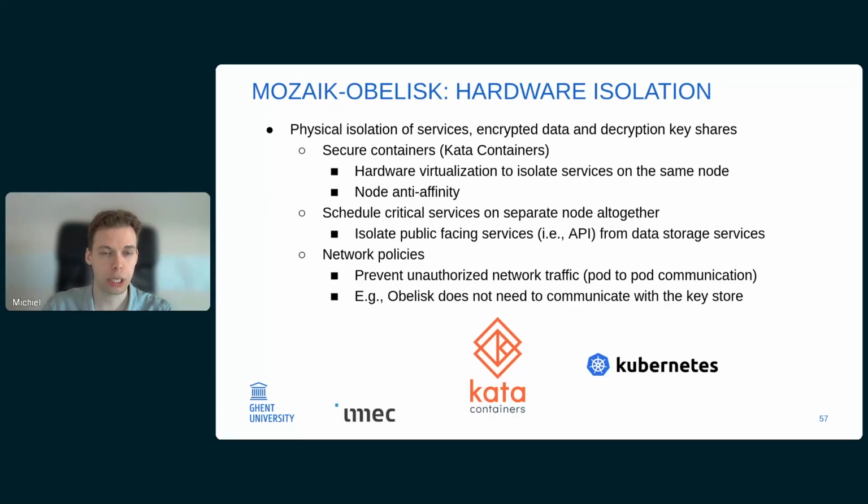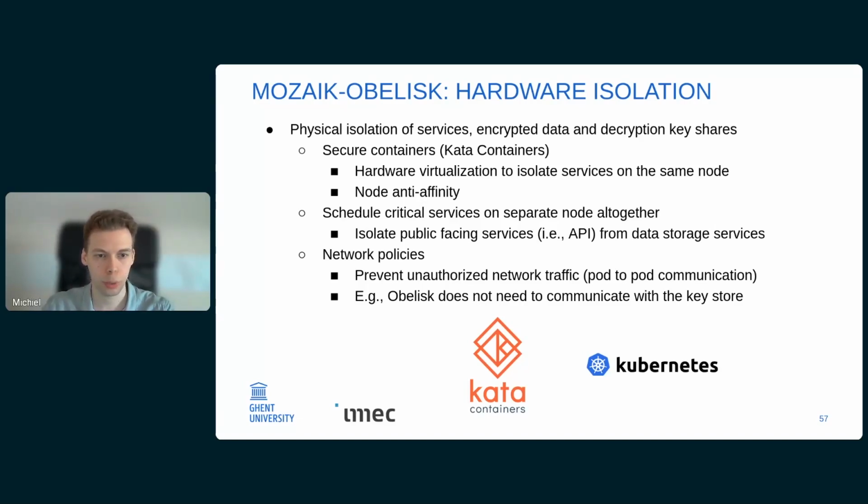What we also do in MOZAIK Obelisk is hardware isolation. We really try to physically isolate services that are high risk. Alongside physical isolation of services on different nodes, we also use secure containers. In this case, Kata containers, which use micro VMs, which are lightweight virtual machines. They use hardware virtualization and it still works together with Kubernetes. So different services are better isolated, whereas if we just rely on cgroups, for example, or simple runC containers, Kata containers has higher overhead but better security.